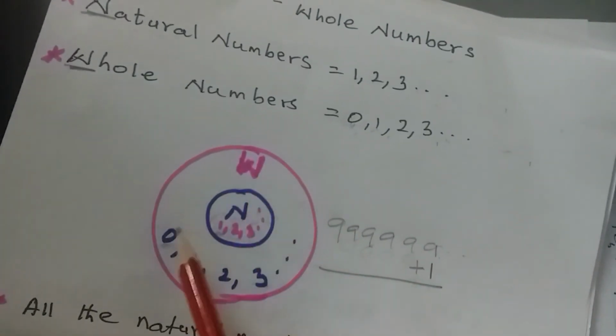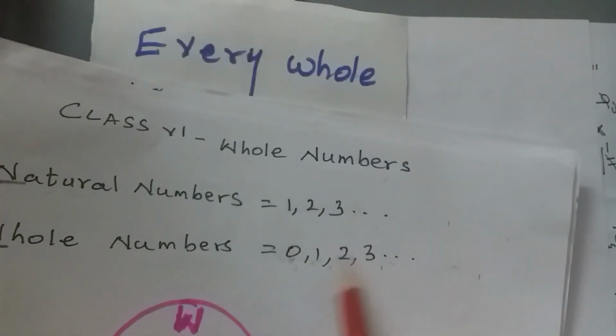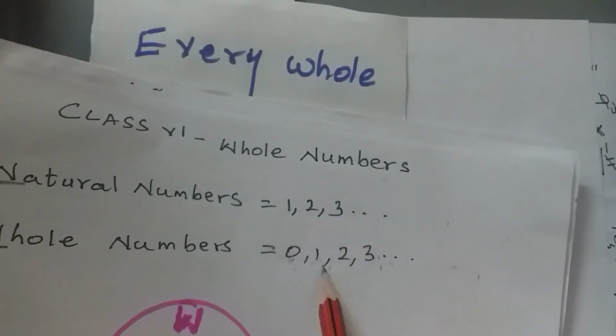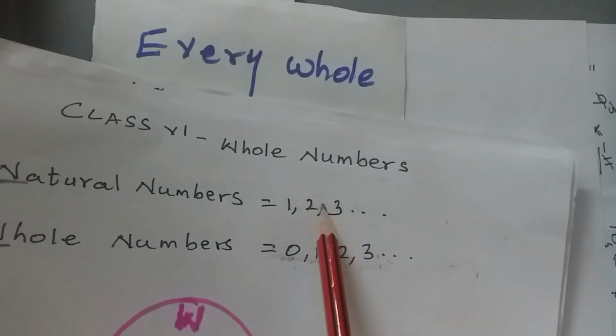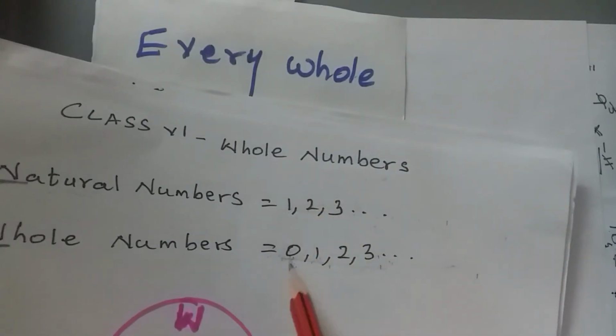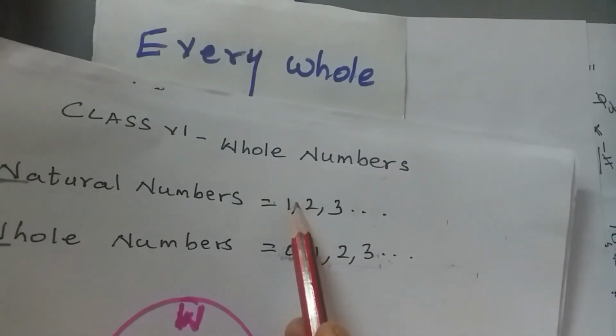Every whole number. What are whole numbers? They are 0, 1, 2, 3. That means all the whole numbers must be there in natural numbers. Are all the whole numbers there in natural numbers? No. Which is missing? 0 is missing. So every whole number is a natural number. That statement is false. Okay.